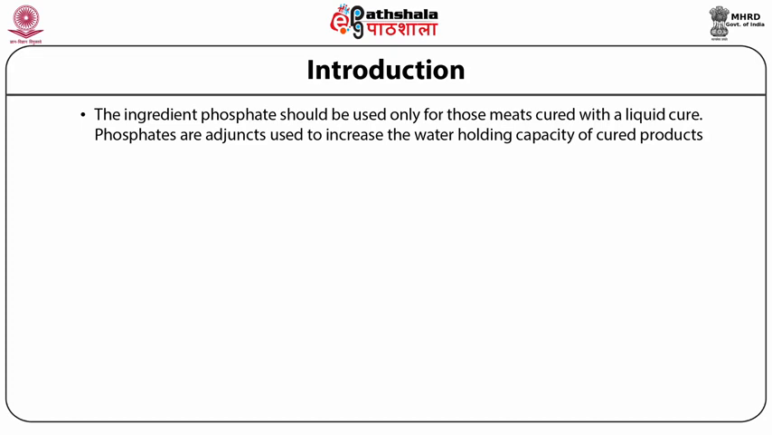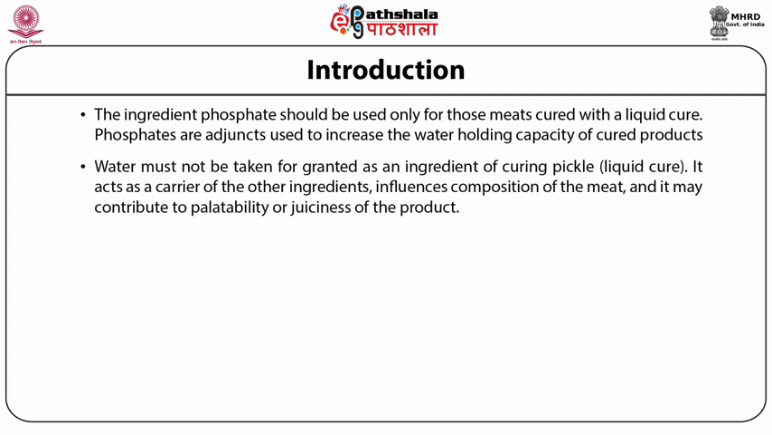Phosphates are not easily soluble in a pickle. It is recommended to dissolve the phosphates first, then add them to the pickle. Sodium tripolyphosphate, sodium hexametaphosphate, and sodium pyrophosphate are approved by USDA for use in meat curing.